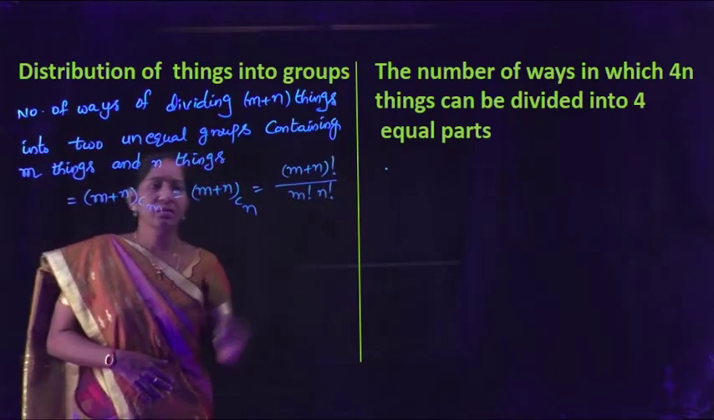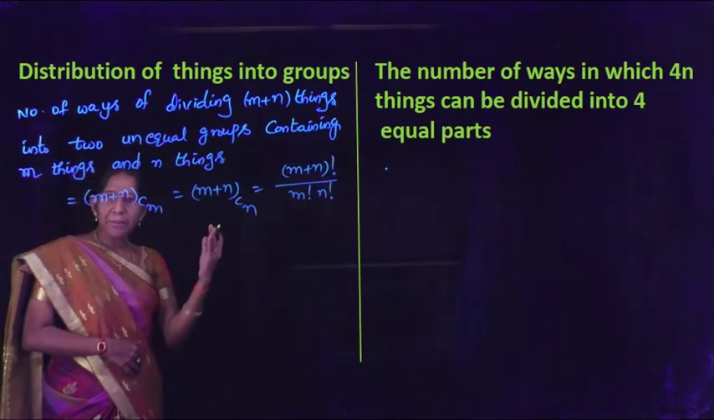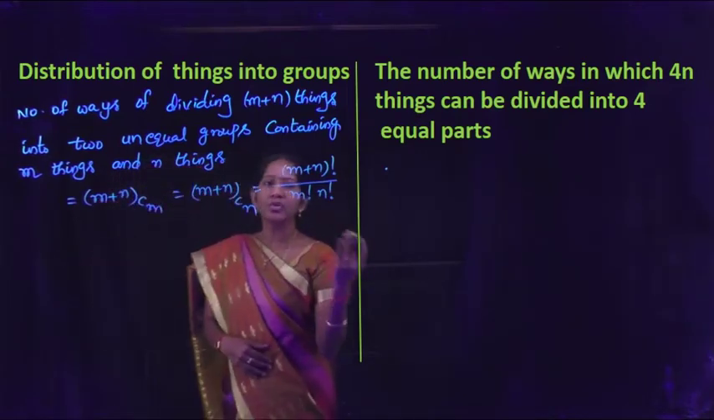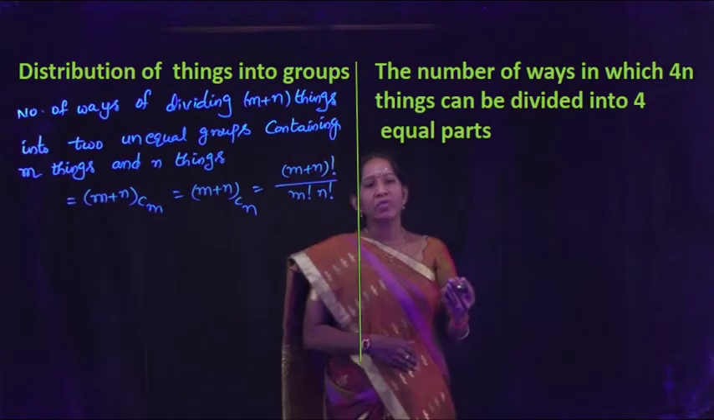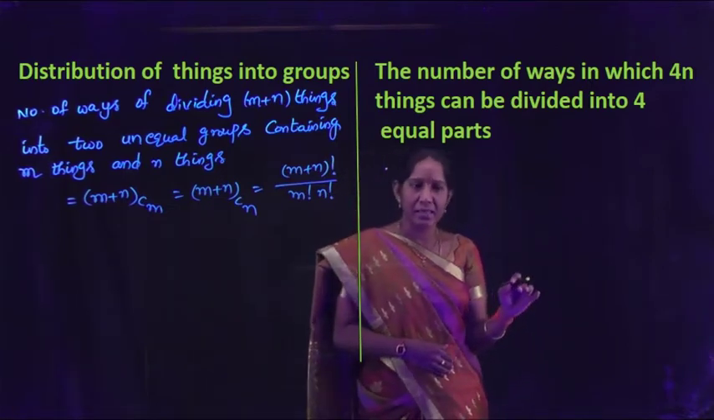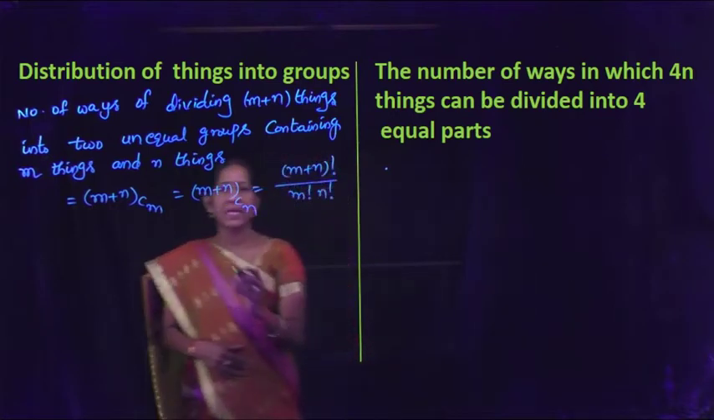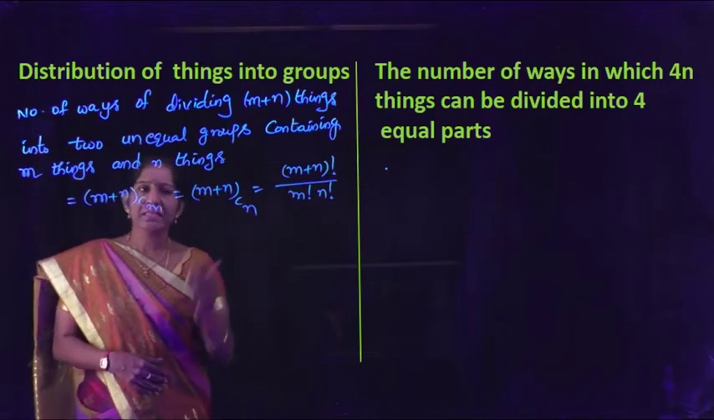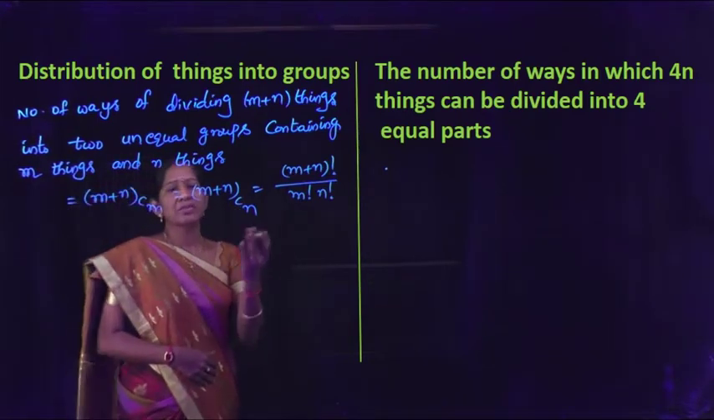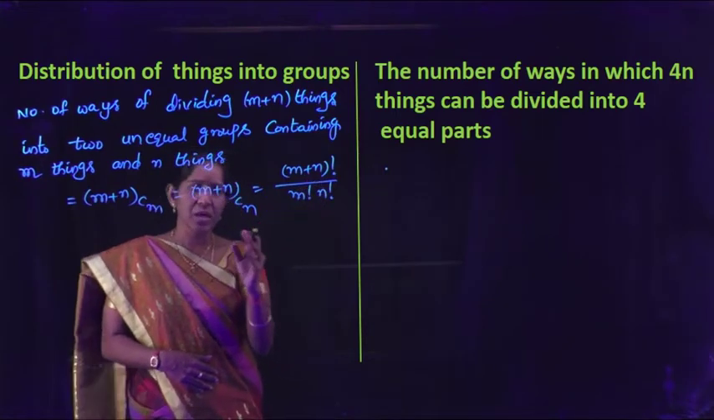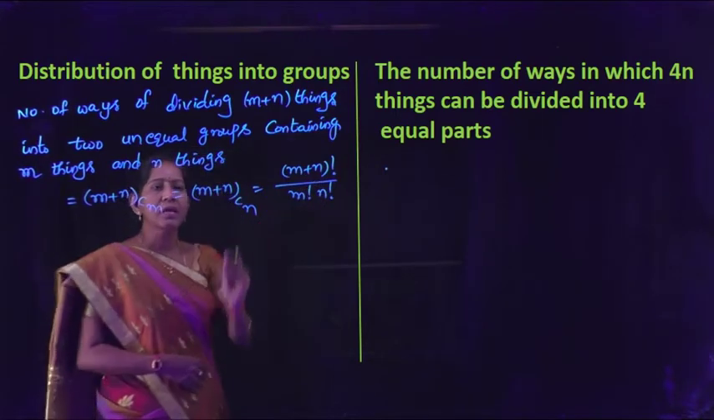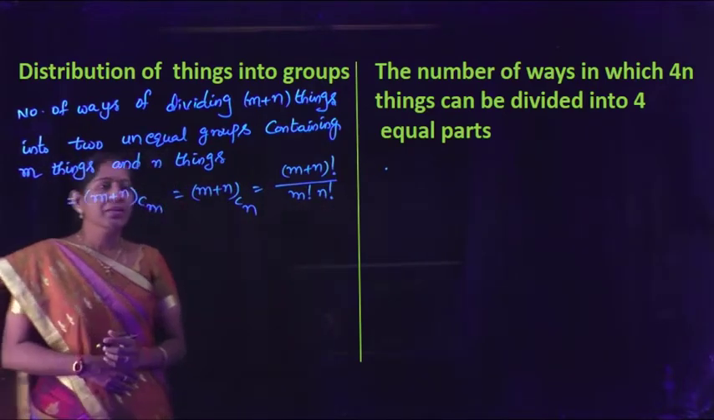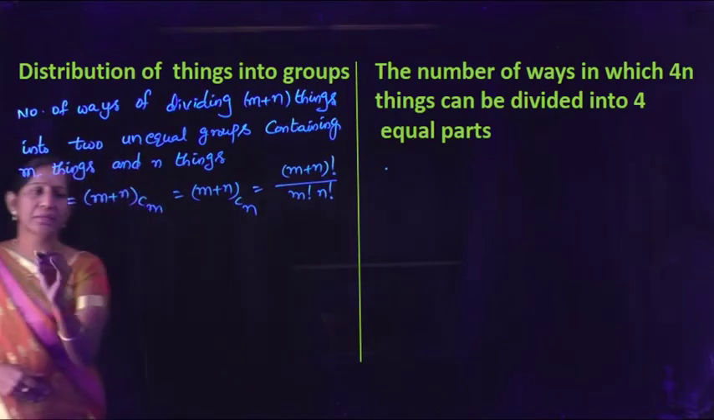Number of ways of dividing m plus n things into two unequal groups, one group containing m things, other group containing n things is, that means we have to select either m things or n things. Select m things out of m plus n things is m plus n Cm. Select n things out of m plus n things is m plus n Cn. Both these values are equal to, selection means C will come. So either m plus n Cm or m plus n Cn, that equals (m plus n) factorial by m factorial into n factorial. And one more formula is there.